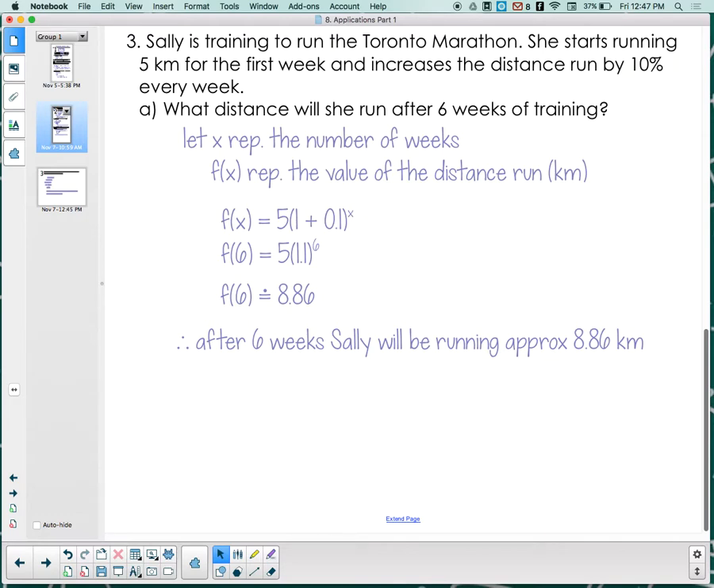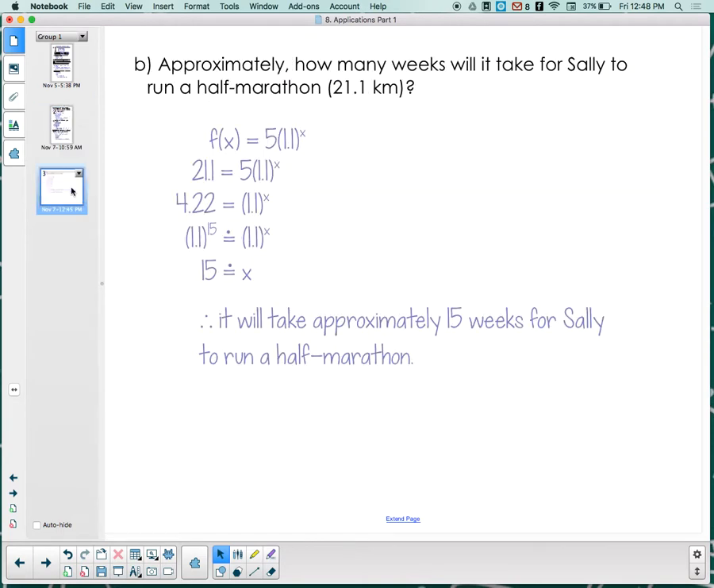So another similar one where we go in the opposite direction for B. So approximately how many weeks will it take for Sally to run a half marathon, which is 21.1 kilometers? So here we are given f of x, and again we need to figure out what x is, our time period. So 21.1 is equal to the 5 times 1.1 to the x.